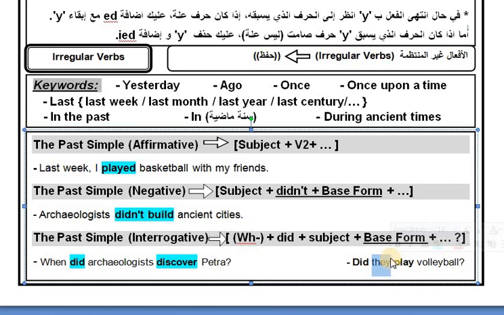Okay guys, that's all for today. Please pay attention to the keywords and to the irregular verbs.